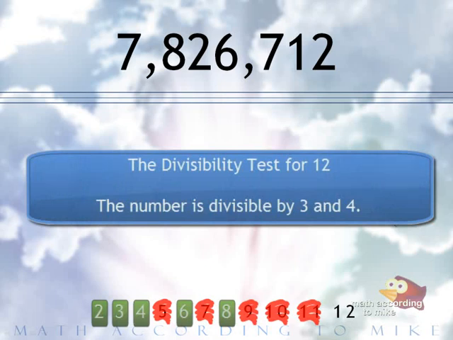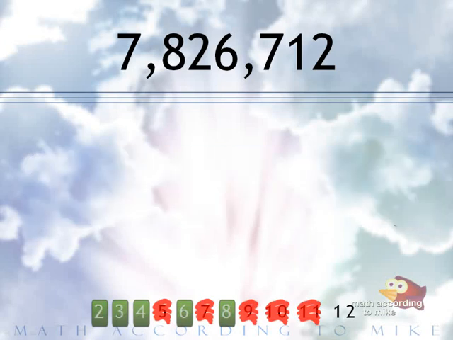Our number, 7 billion, blah, saved you some money, is divisible by 3 and 4, which means it's also divisible by 12. And remember, that works because 3 and 4 are, rewind the video if you have to, are you back? Relatively prime. It's a good phrase to know. It scares a lot of people. Awesome sauce. Well, that is the divisibility rules for 2 through 12.